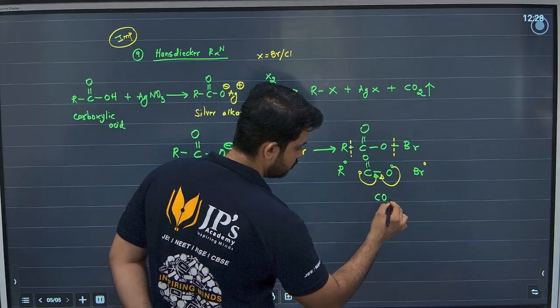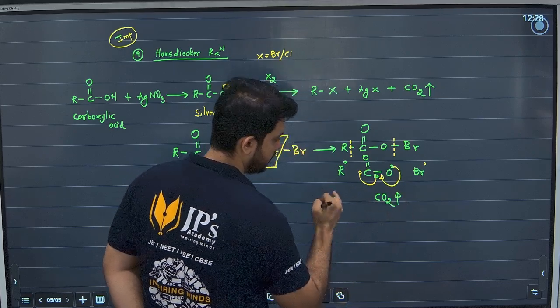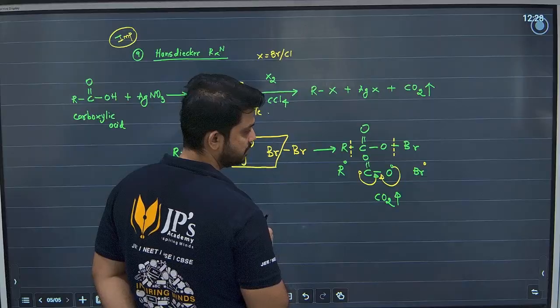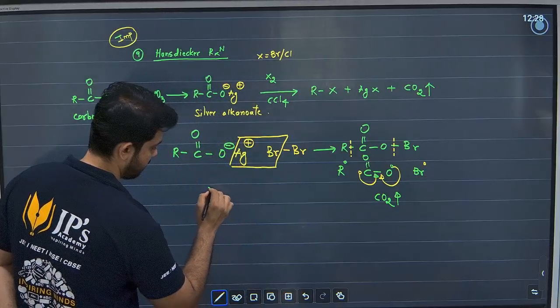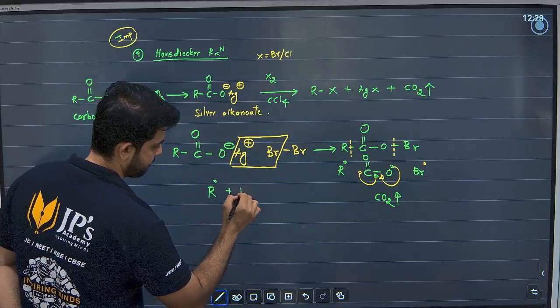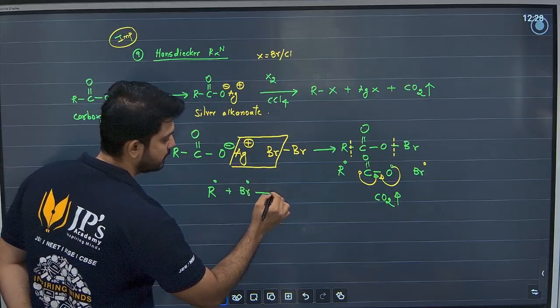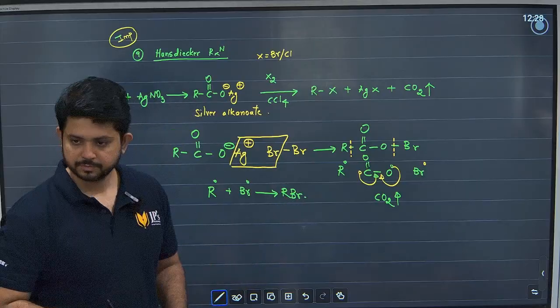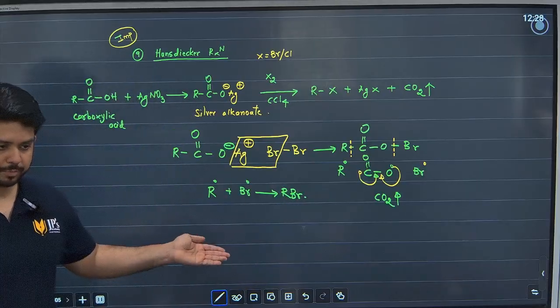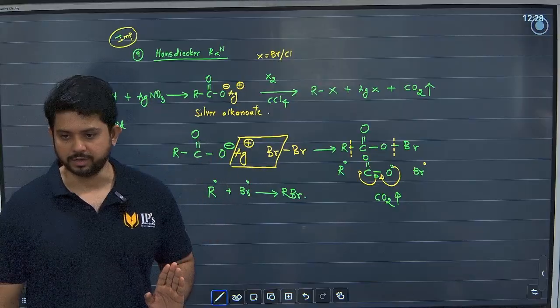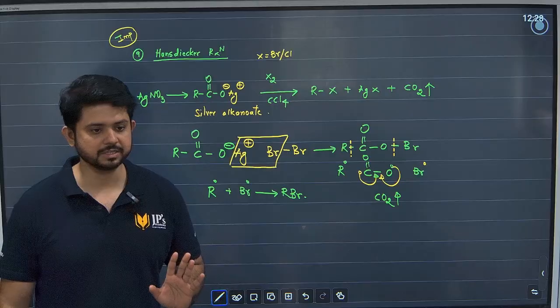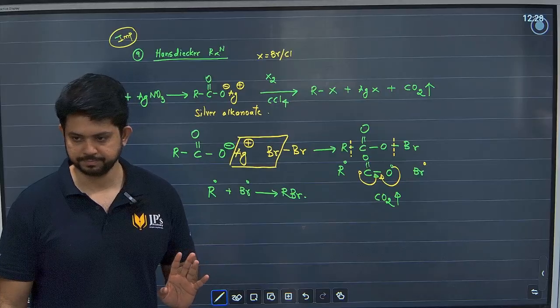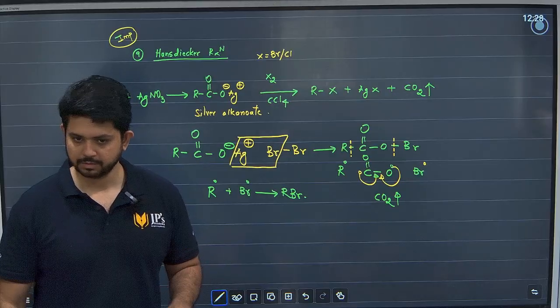ये क्या बन गया people? CO2, R and Br gives you what? RBr. Usually the reaction with bromine is more preferred rather than chlorine. I repeat, bromine के साथ reaction is more preferred. समझा इधर तक? With me?